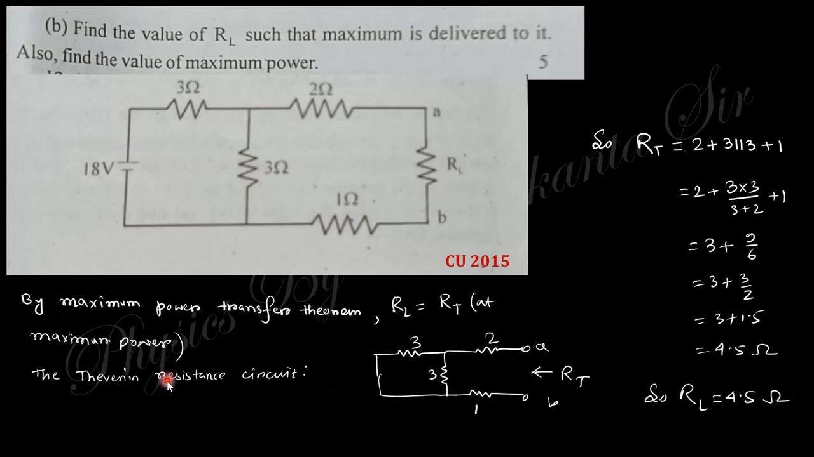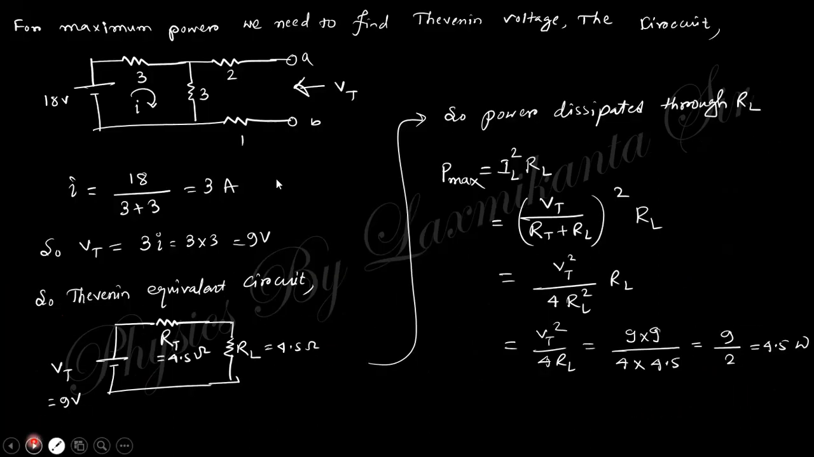So the Thevenin circuit will be like that. For that, the source is replaced by its internal resistance, that is 0. So this will be 2 and these two are parallel. So 2 plus 3 parallel 3 plus 1. So you calculate, which is 4.5. So when RL equals 4.5, maximum power transfer.